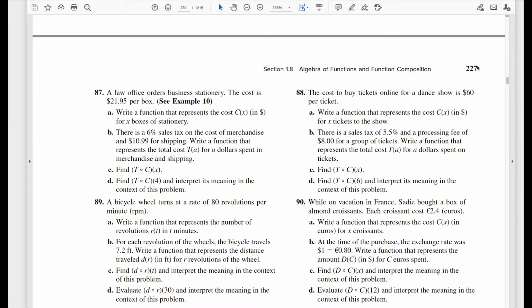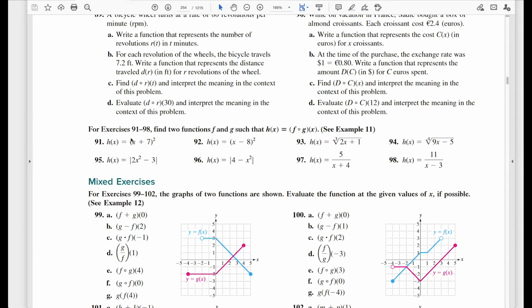Let's go to page 227 and let's do a problem from 91 to 98. The question is, find two functions f and g such that h of x is equal to the composite function between f and g acting at x. So they gave us h. We need to decompose h in two functions, so that if you recompose them, you get back h. Okay, how about we do 94 and 98.